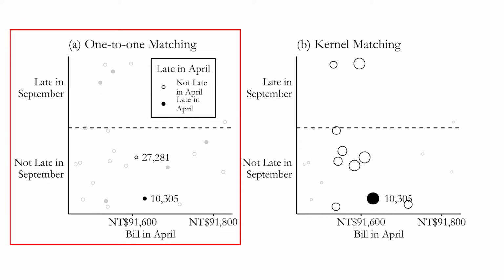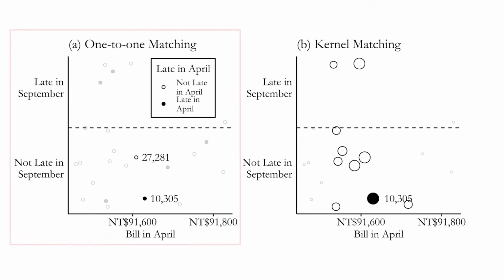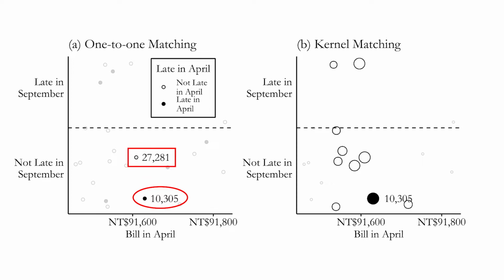So on the left, we see one-to-one matching. So I've got my one treated observation, again, lucky number row 10,305, and I want to pick the best match for that observation to be compared to. So that's whatever the closest observation is in the control group, which happens to be row number 27,281. That is simply the single control observation that is closest to my treated observation. So that's the best comparison. So that's the comparison that I'm going to use.